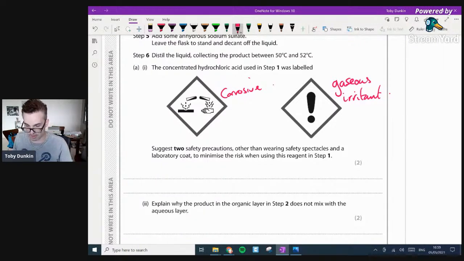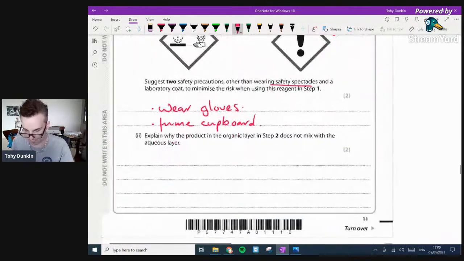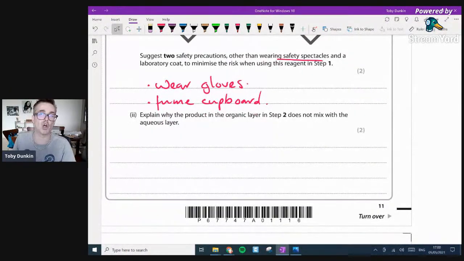It was terrible. So the two risks are going to be, well, if they're wearing safety spectacles, number one, wear gloves. It's not complicated, is it? Two marks. Wear gloves and use a fume cupboard. Yeah, because if this is an irritant gas, fume cupboard's your way forward. Don't say put a lid on it.